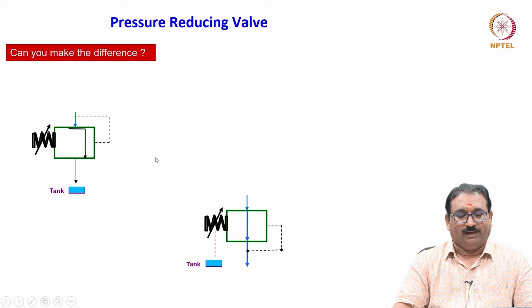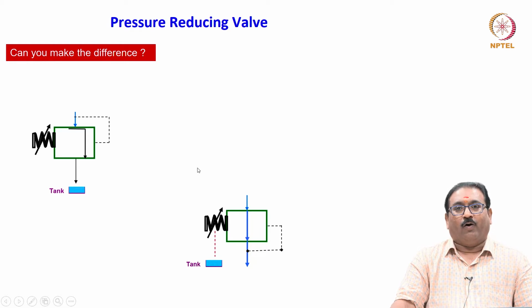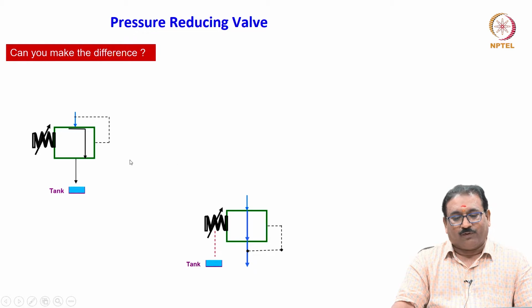Now, can you please tell me what is the difference between these two valves that I have shown here? At least identify some of the features involved in the two valves. All the ISO symbols look the same, friends.